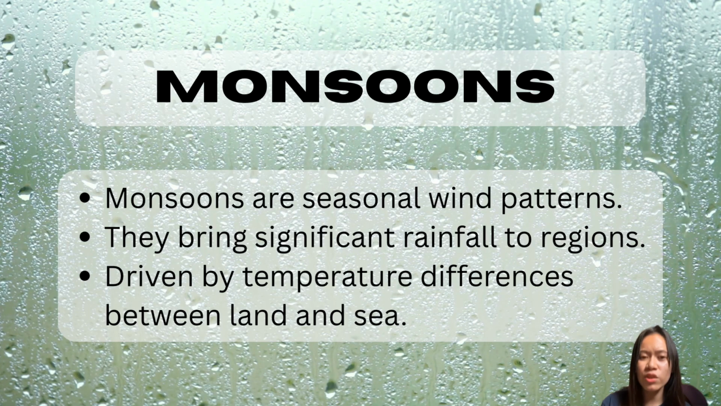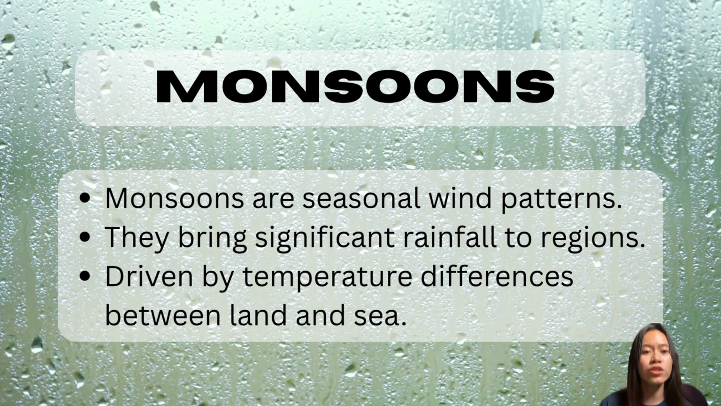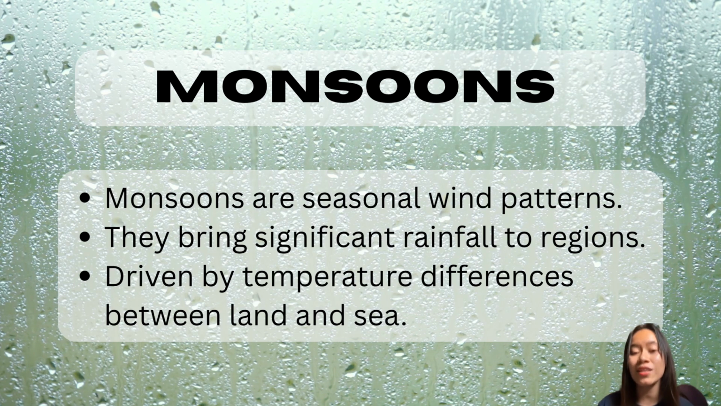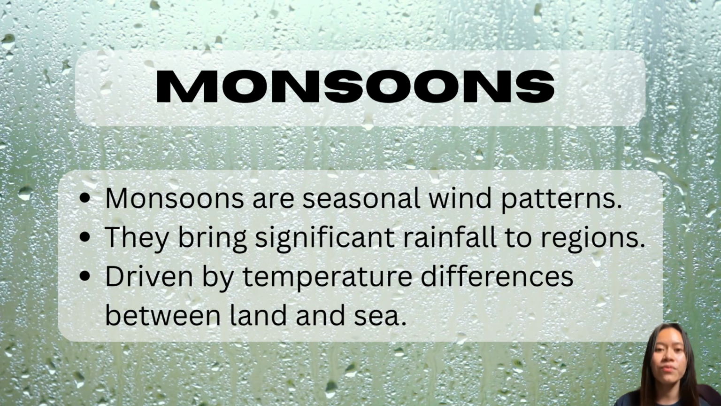Monsoons are seasonal wind patterns caused by the temperature differences between land and ocean. Because land heats up and cools down faster than the water, pressure differences develop between them.